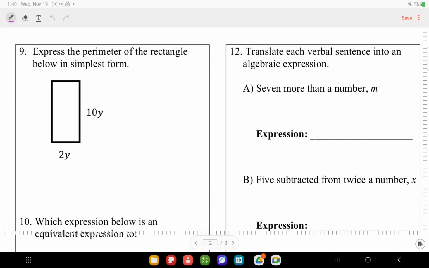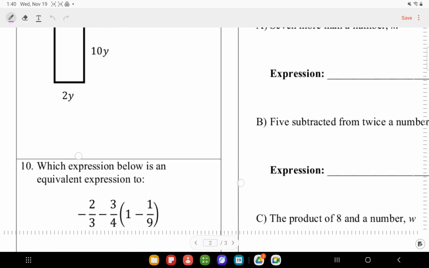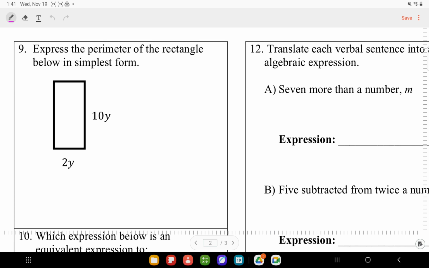Welcome back to part 2 for our first test of the second quarter review. It's going to be the back of the sheet, number 9 through 13. So we'll start on number 9, express the perimeter of the rectangle.